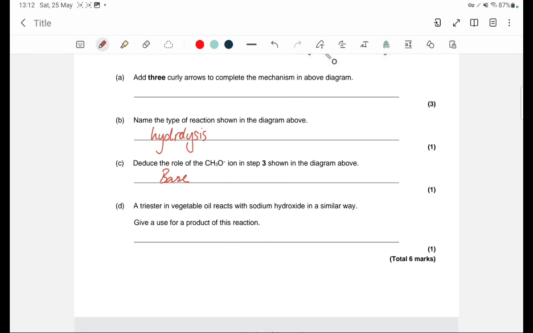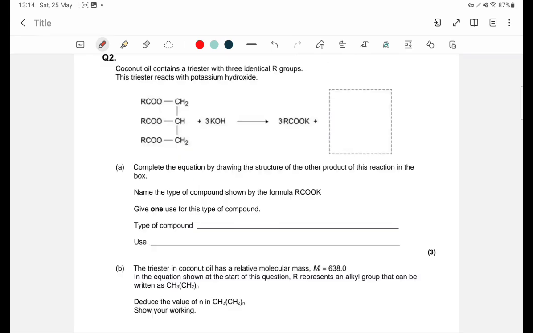Question D wants you to state a use for the products. This is an example of a saponification reaction. It is used to make soap. The only answer that you can give is soap.